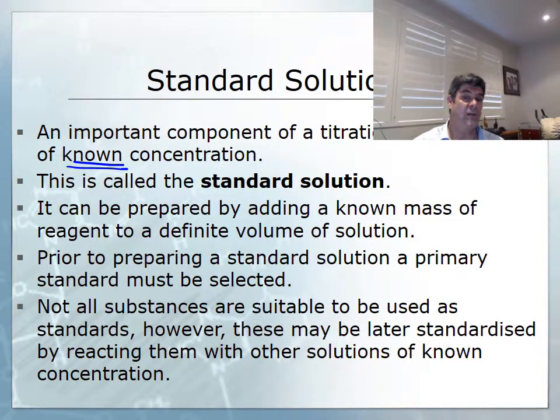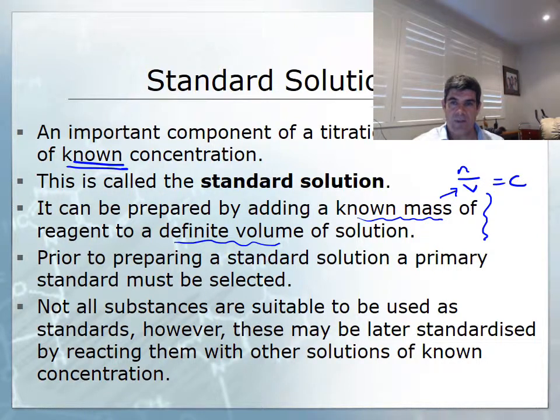Now, we can either use a primary standard or we can standardize our solution, that is, carry out the technique of titration in order to calculate what the concentration is. So we can add a known mass of a reagent to a definite volume of solution, and from the mass, we can get the number of moles, and with the volume, we can work out the concentration.